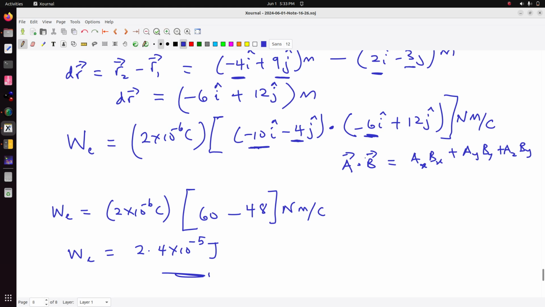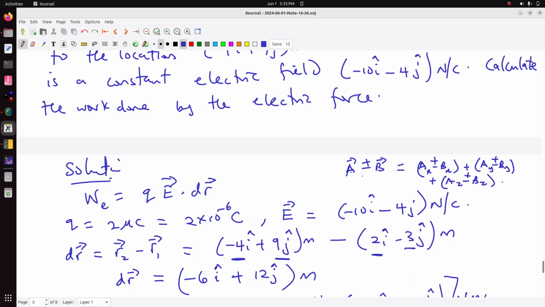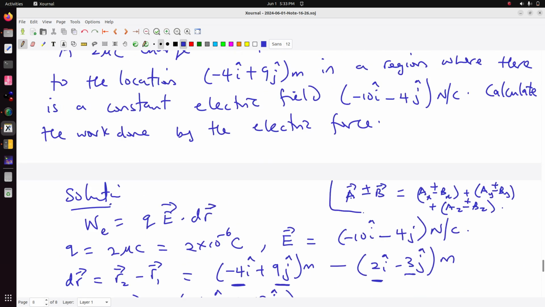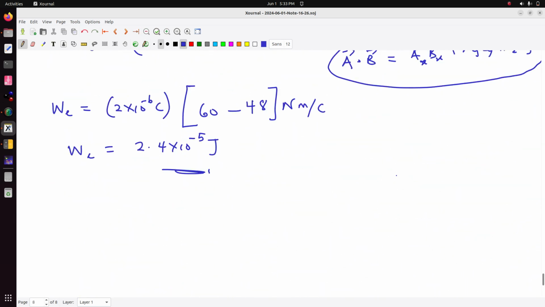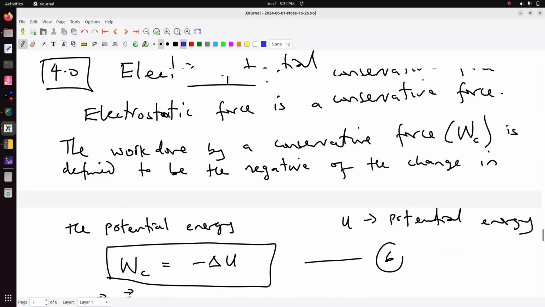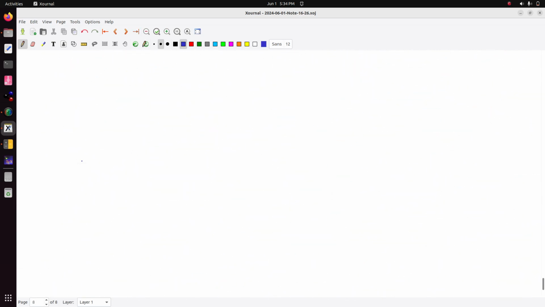Okay, so you can review your vectors. I think that was from last semester. Okay, so next is electric potential energy. So that will be 5.0.